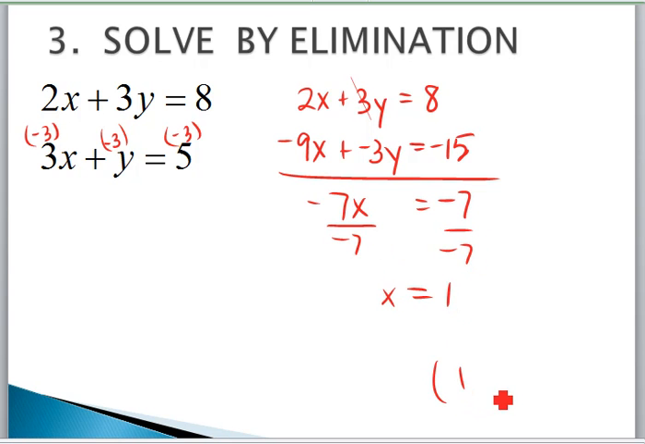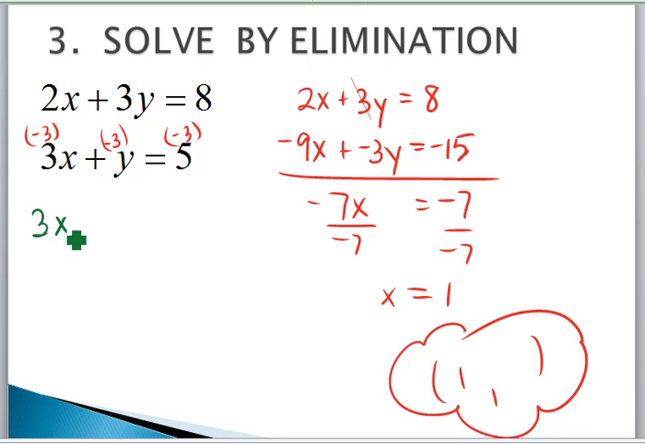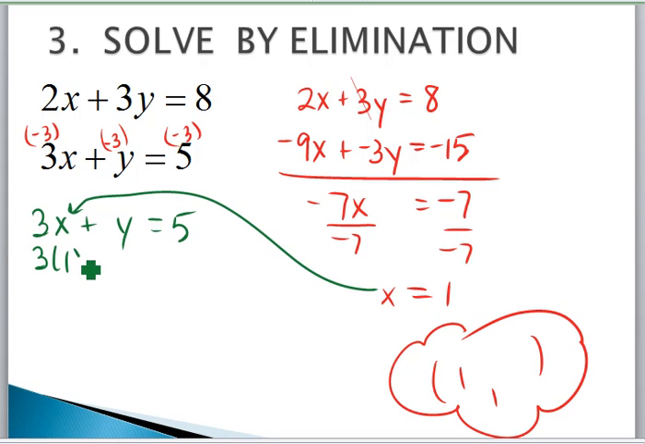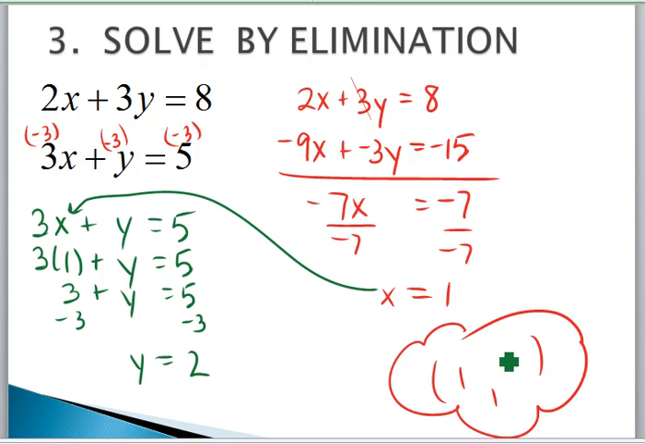So my answer is going to be 1 comma something. I just need to find my y value. So I'm going to plug that back into the second equation. And I'll plug 1 in right here. 3 times 1 plus y equals 5. 3 plus y equals 5. So I'll subtract 3, and y is 2. So I'll write my final answer as 1 comma 2, x comma y.